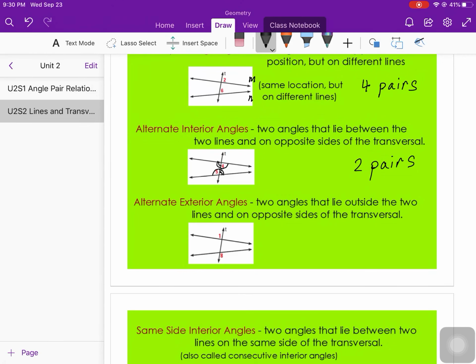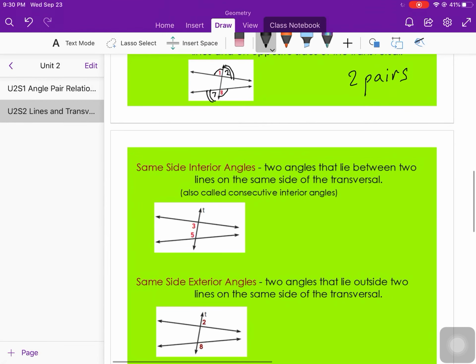Then we have alternate exterior, basically the same idea. There's only 2 pairs of these, but alternate exterior means outside, and alternate meaning opposite sides. So 1 and 8 is a pair, and then 2 and 7 would be another pair.